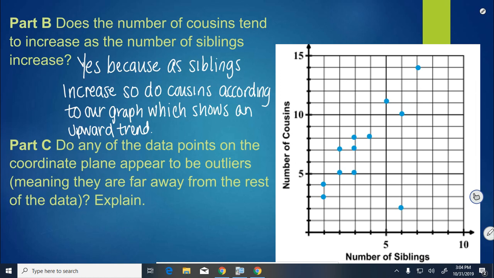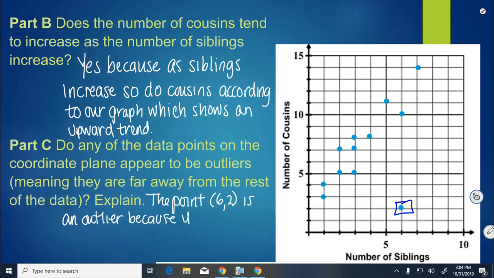Part C, do any of the data points on the coordinate plane appear to be outliers, meaning they are far away from the rest of the data? Explain. So there is one point that's pretty far away from the rest of the data. So this point right here does not follow the trend. So we can say the point 6, 2 is an outlier because it doesn't follow the trend of the other data points.